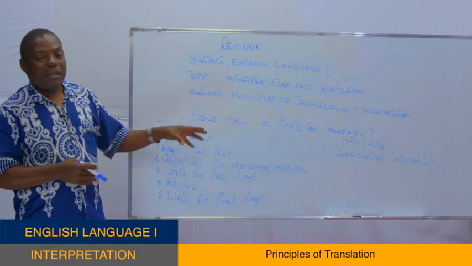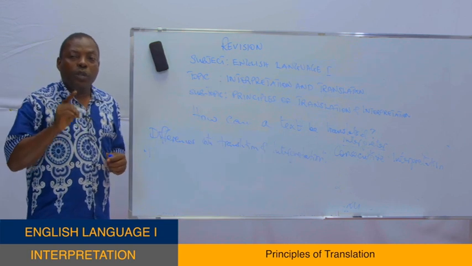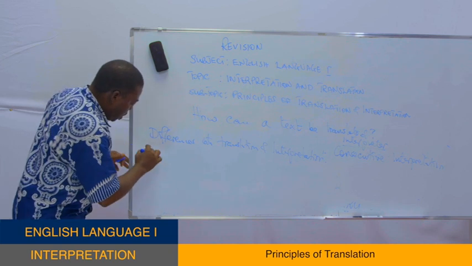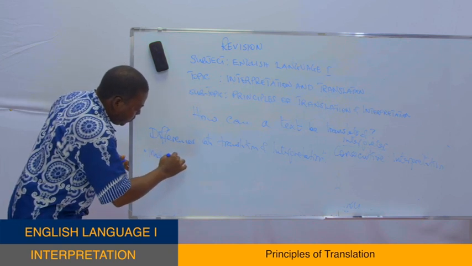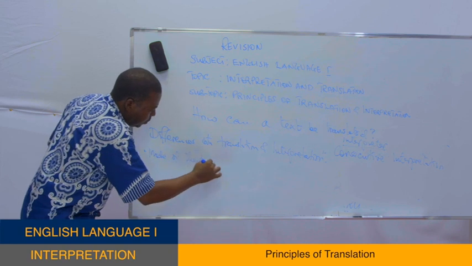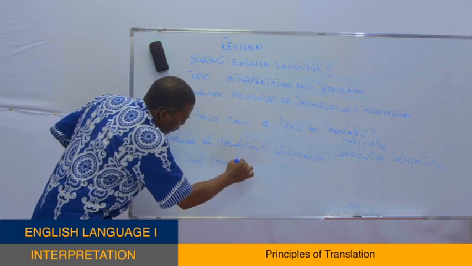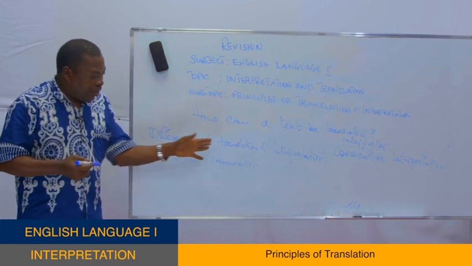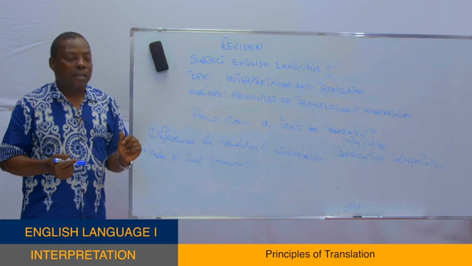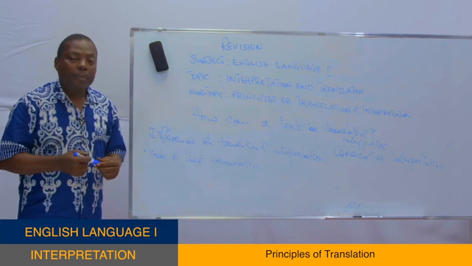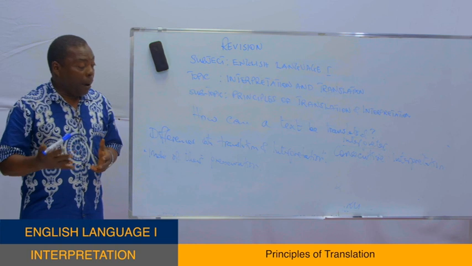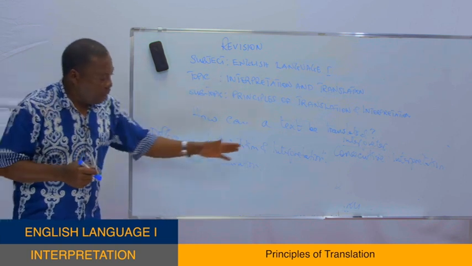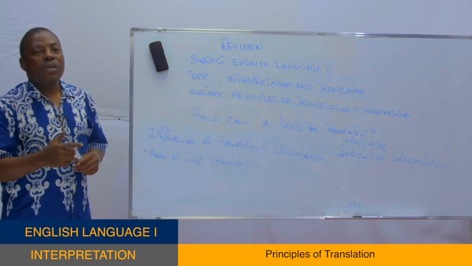Now, apart from that, the clear differences between the two, you can categorize them in these ways. Mode of their presentation, that is, how a translation work is done and how we make interpretation. Remember, we said translation has to do with writing, and interpretation has to do with speaking.